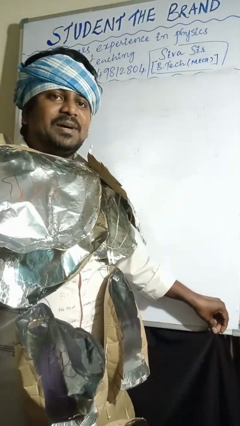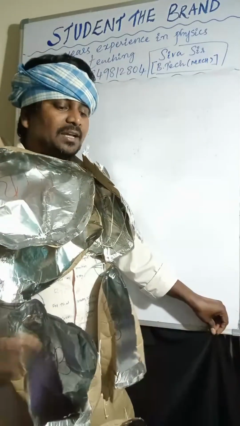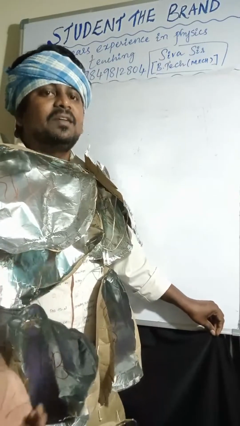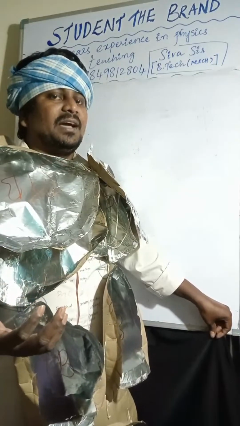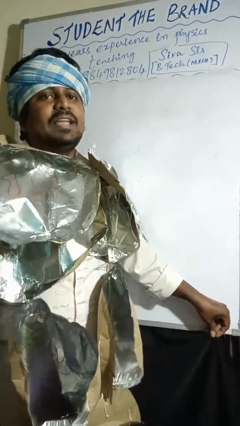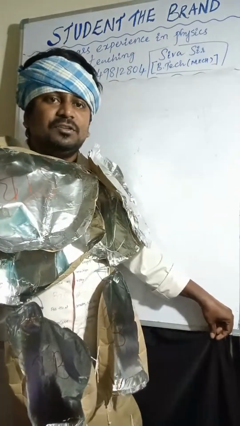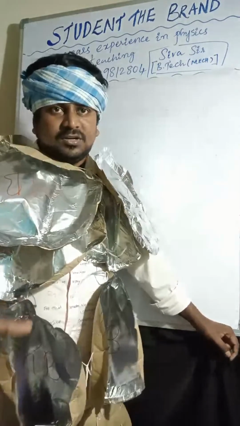So when the current is passing through the conductor, it behaves as a magnet. Magnetic effects of electric current: by passing the electricity through the conductor, it behaves as a magnet. So the magnetic field will be produced, formed around the conductor. So we'll discuss about everything.